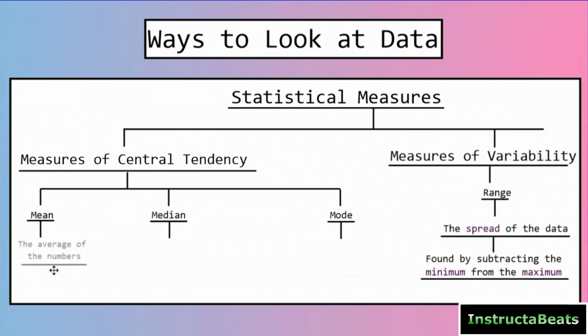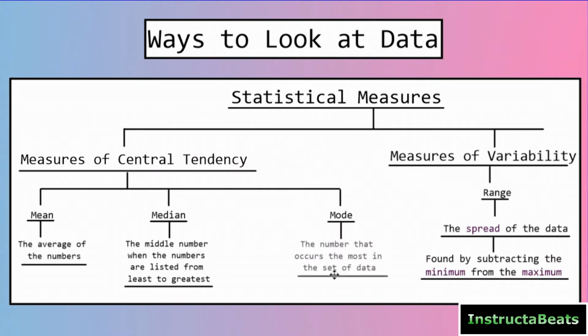Now the mean is the average of the numbers. So you add them all up and then you divide by how many people you ask. The median is going to be the middle number when the numbers are listed from least to greatest. And the mode is going to be the number that occurs the most in the set of data.